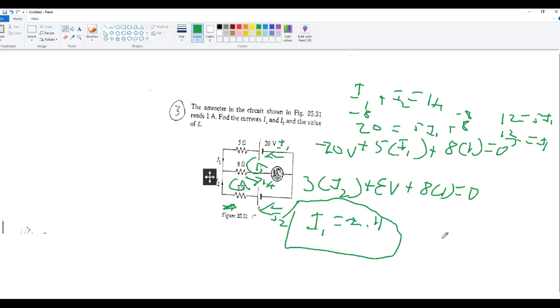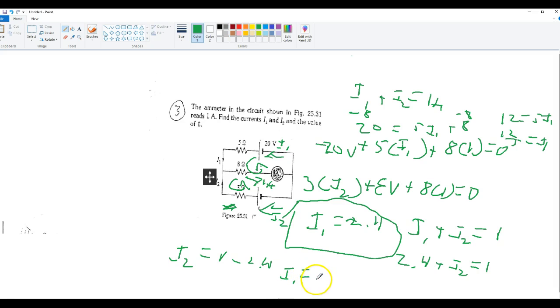Now we have to solve for I2. We have the tools we need, but we have to solve for voltage last because we need I2 first. So we bring this equation down: I1 plus I2 is equal to 1. We know I1 is 2.4, so 2.4 plus I2 is equal to 1, or I2 is equal to 1 minus 2.4, which is negative 1.4 amps.